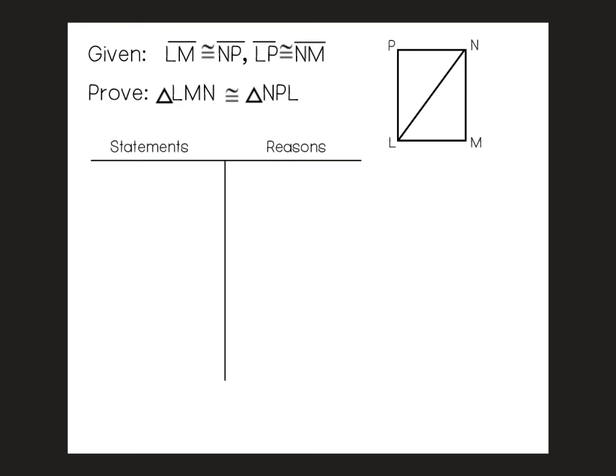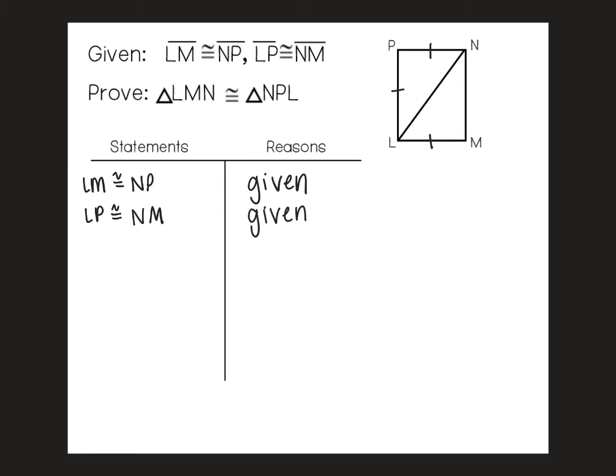So we are going to start these just like we did last week. We're going to write in our given statement. So LM is congruent to NP, and we write the word given, and we mark the figure. Since these are sides, I'm going to give LM and NP both one congruency mark. The second given is LP is congruent to NM. Again, the reason is given.